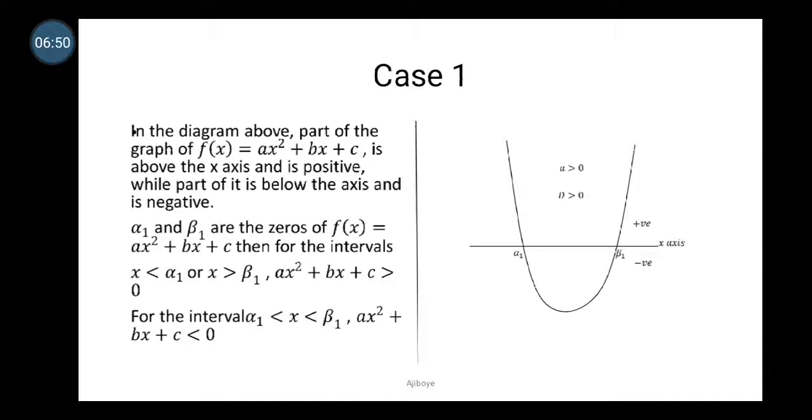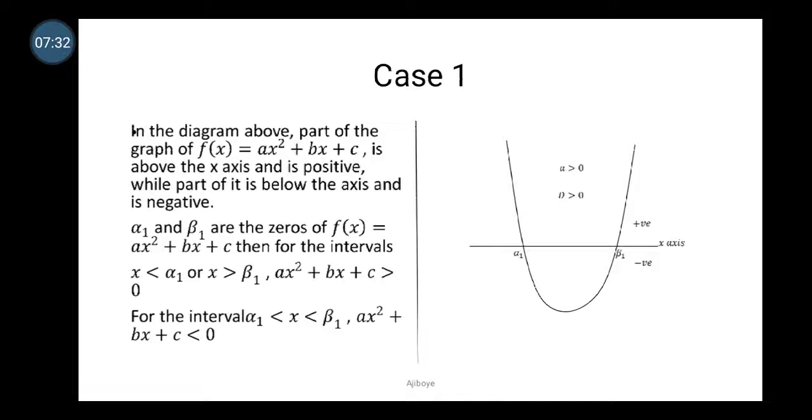Then for the intervals, x less than alpha 1 or x greater than beta 1, you will notice that those are the regions where the quadratic expression is positive. That is, ax squared plus bx plus c is greater than 0. On the other hand, for the interval between alpha 1 and beta 1, that is, alpha 1 is less than x less than beta 1, you will notice that the relation is negative. That is, ax squared plus bx plus c is less than 0.